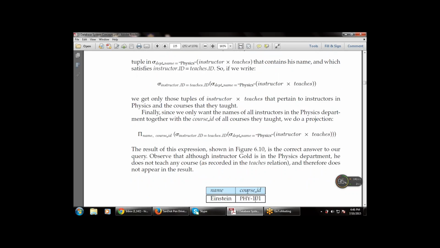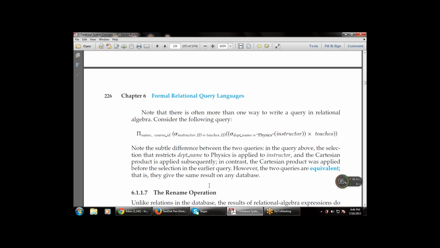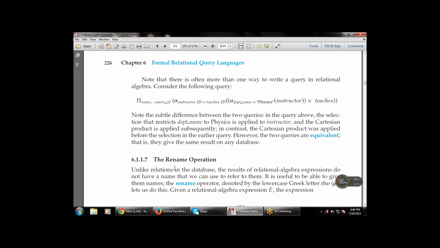So this is instant physics 101. This is the same, this is the same, so this is only one row that is available, that is physics 101. Now next is the rename operation.